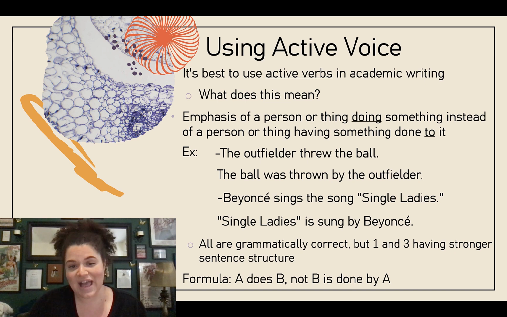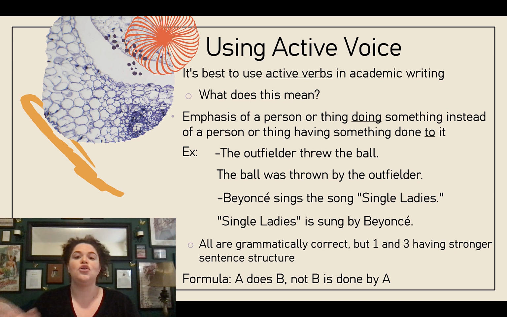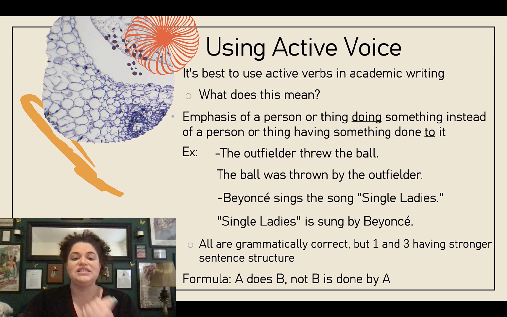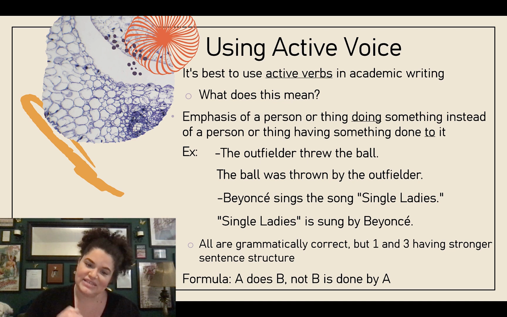We want to use active voice, so following the first example. This person did this rather than this person or thing had something done to it. This next example, Beyonce sings the song Single Ladies. This is active voice. Beyonce is a person doing this thing. Rather than this last example, Single Ladies is sung by Beyonce. This song is being sung by this person, right? That is passive voice. The first example is active voice. The last is passive voice, okay?